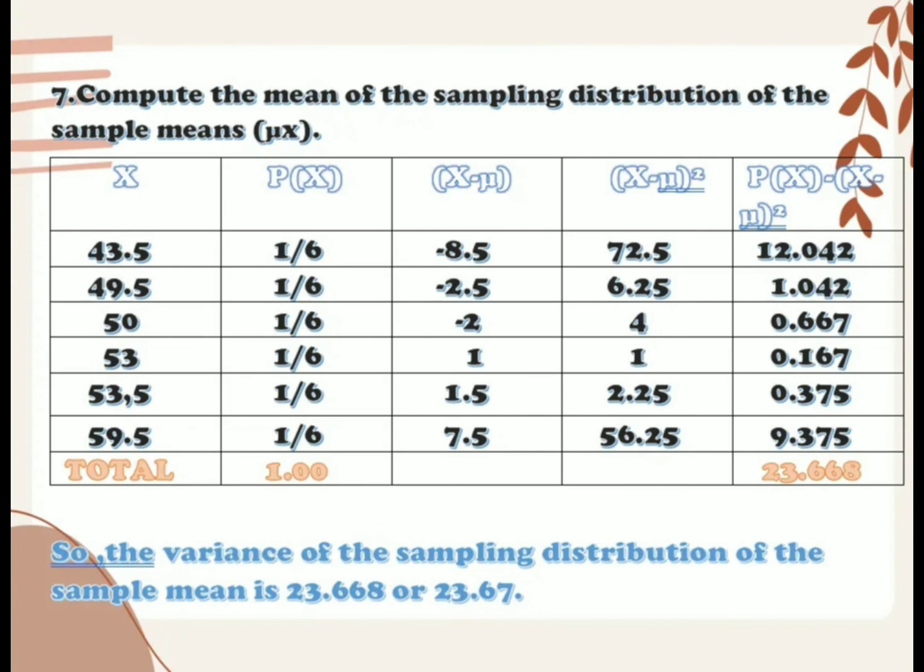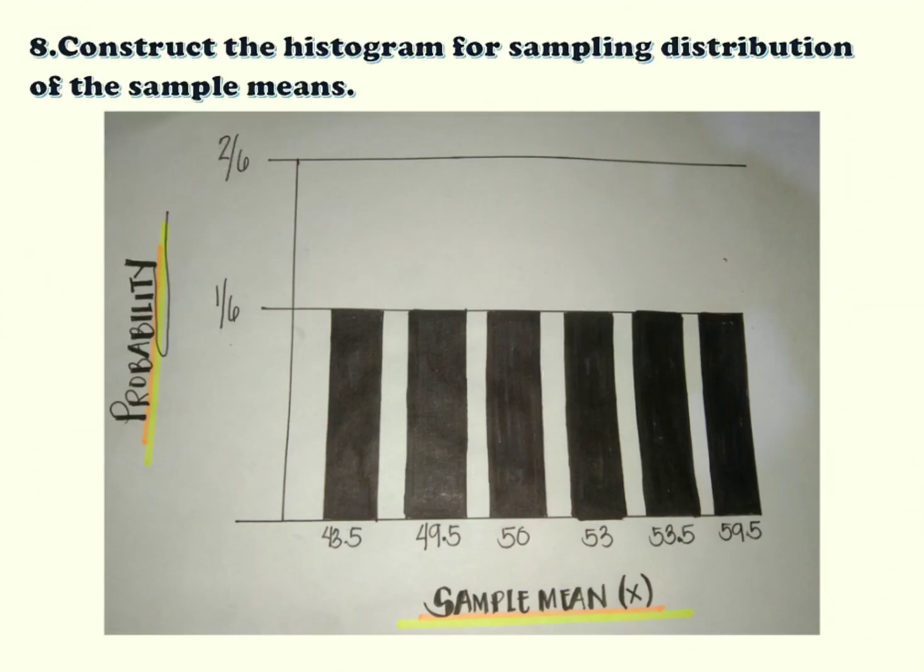And finally, we will add all the final results in the fifth column, which are 12.42 plus 1.42 plus 0.667 plus 0.167 plus 0.375 plus 9.375, and we will obtain 23.668. So, the variance of the sampling distribution of the sample mean is 23.668 or 23.67.